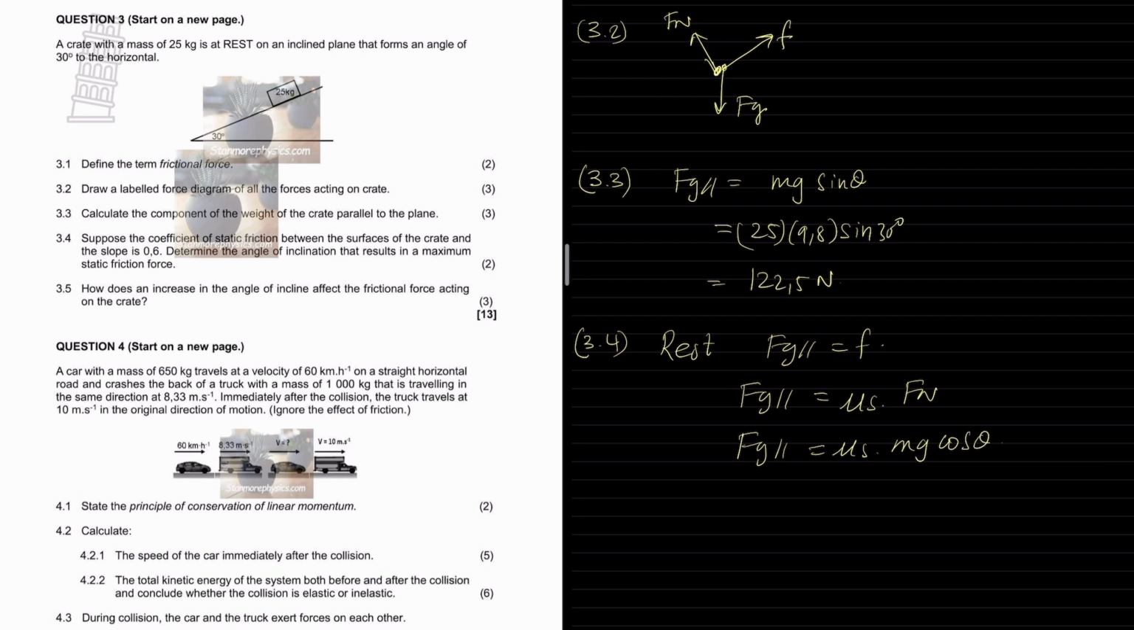and FG parallel is mg sine theta. We can cancel out the mg and divide both sides by cos theta. So we'll get tan theta is equal to mu s, which is 0.6. That means theta is equal to 30.96 degrees.